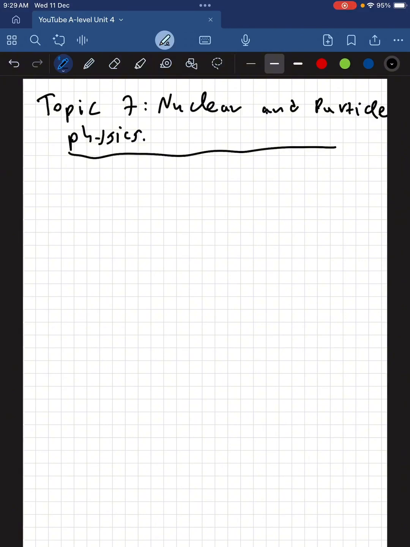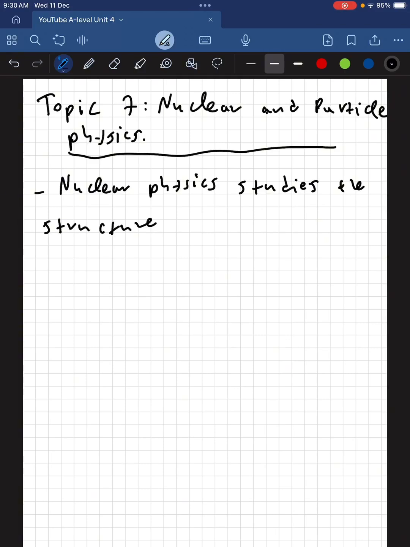Here we will study a little bit of the history of how we came to discover that the atom contains a nucleus and so on and so forth. So let's get started. Nuclear physics, and this is a topic dear to my heart because this is what I got my PhD on. Nuclear physics studies the structure of the nucleus of atoms.